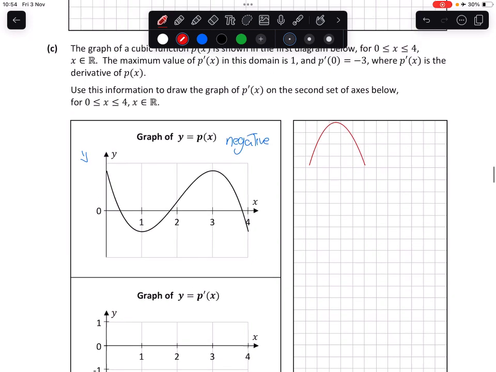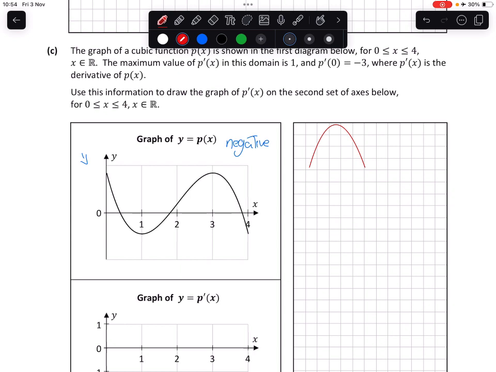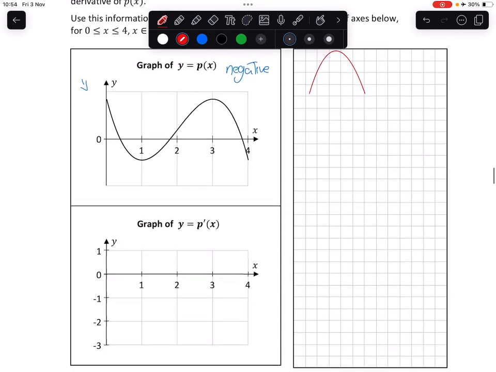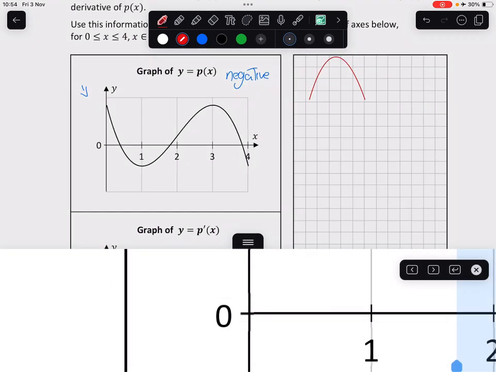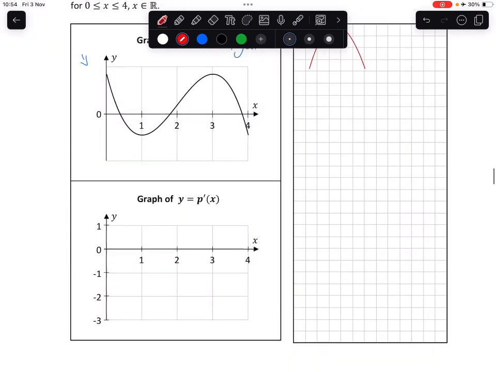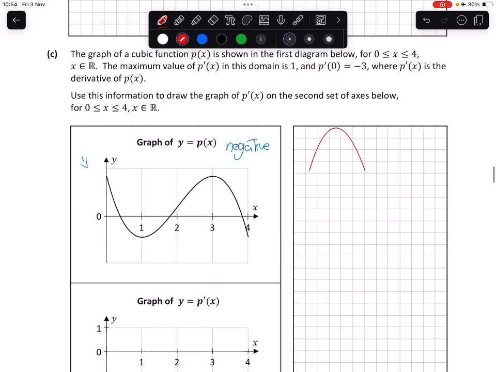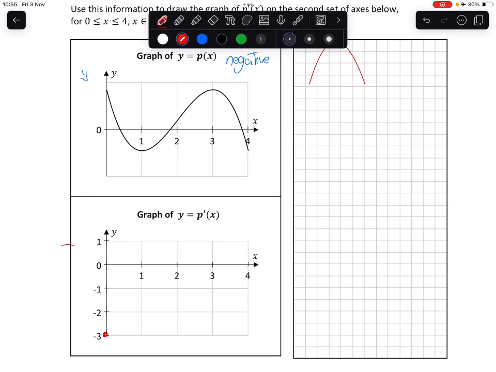What else do we know? It says that p prime of 0 is equal to negative 3. So whatever I found the derivative of p and I plugged in 0, it gave me negative 3. So at the bottom, if we go to 0 on the x-axis and plug that in, it gave us this value of negative 3. So that's the first thing we can take note of. It also says that the highest value in this is going to be 1, which we have just here. So I know I can't go above 1 right here.